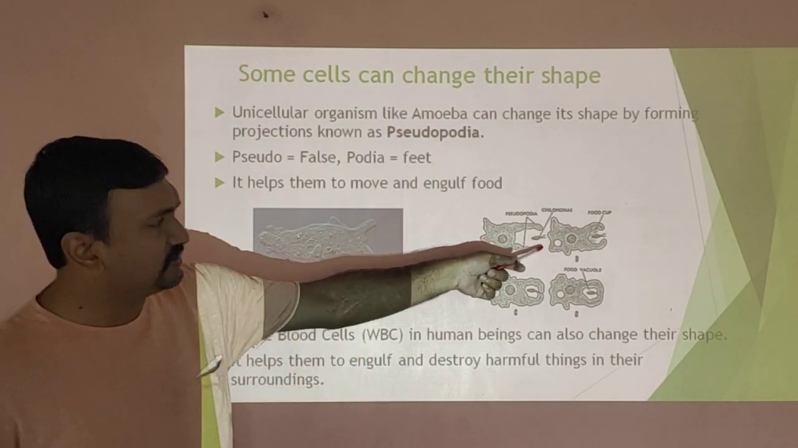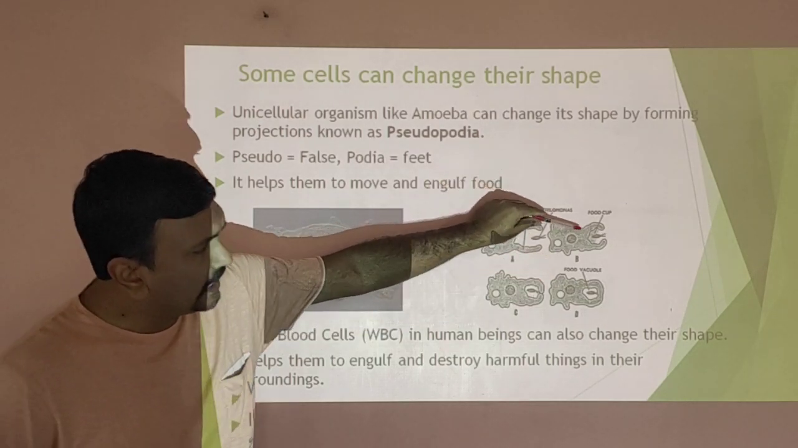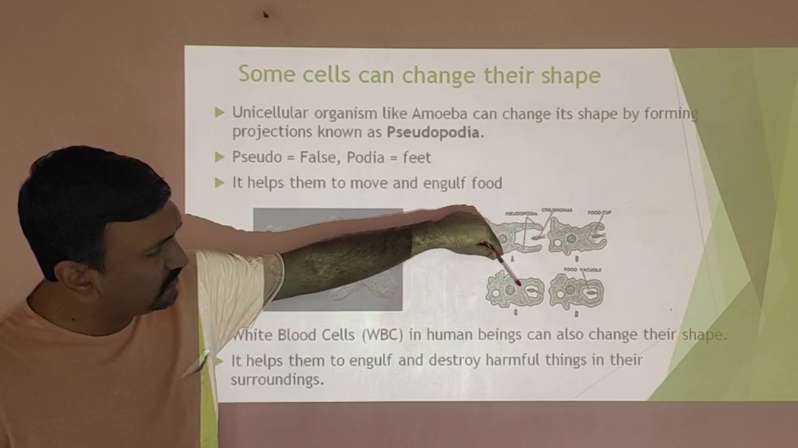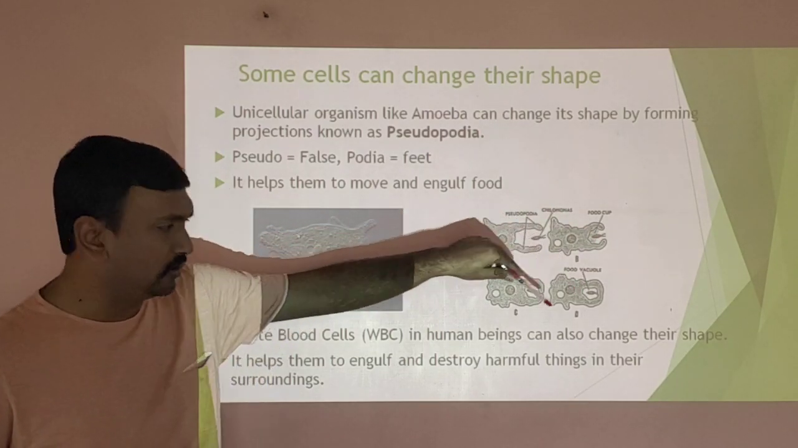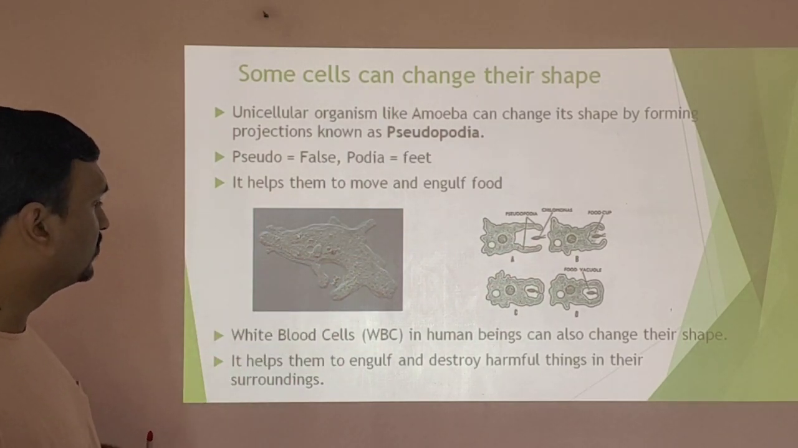Now, this is the process, basically, how you can see the cell is forming a pseudopodium, and it is in the process of engulfing. Completely it has engulfed and forms a food vacuole. This is a realistic electron microscope picture of a cell.